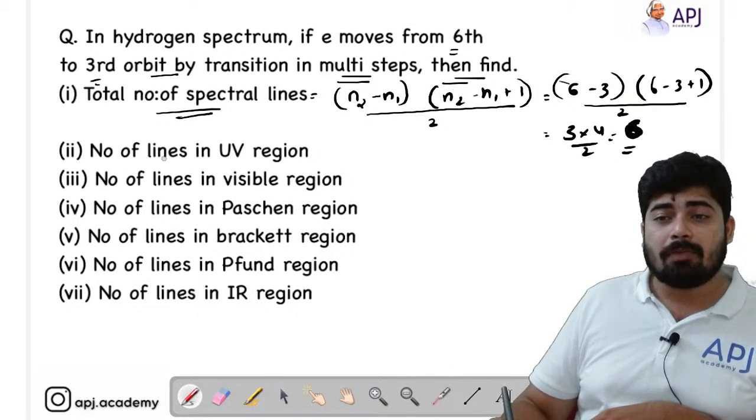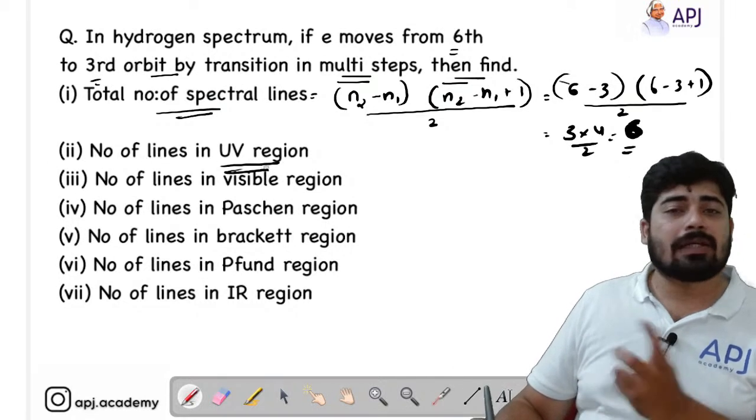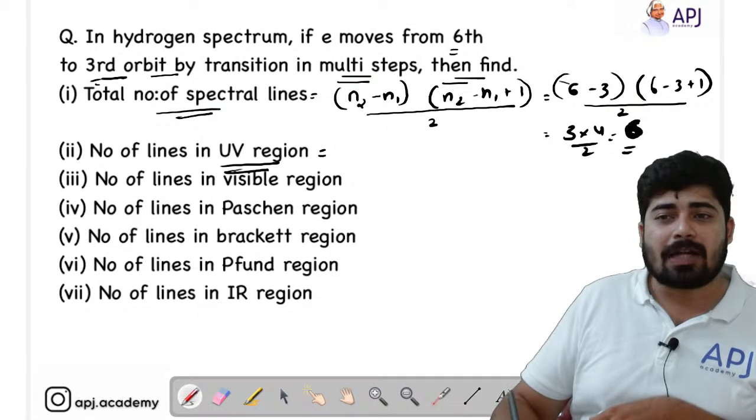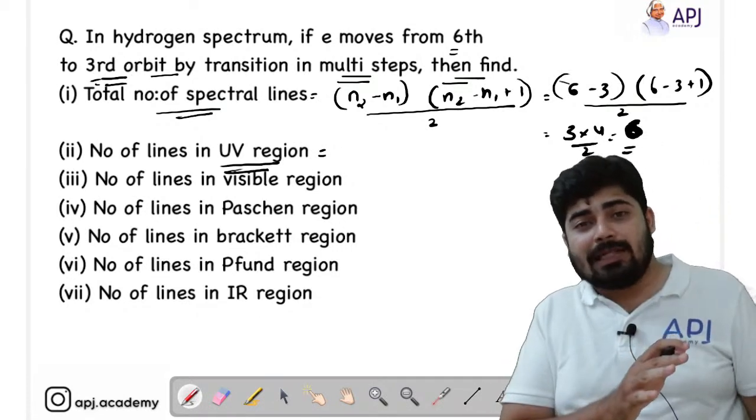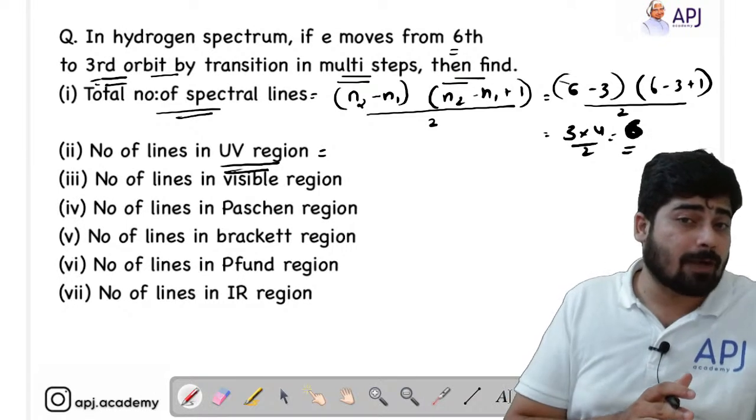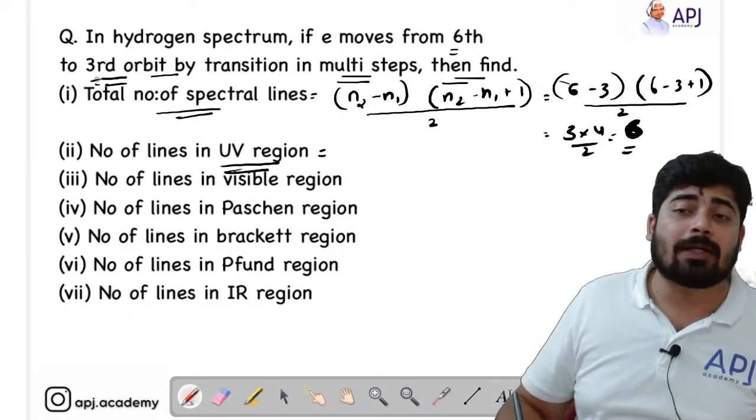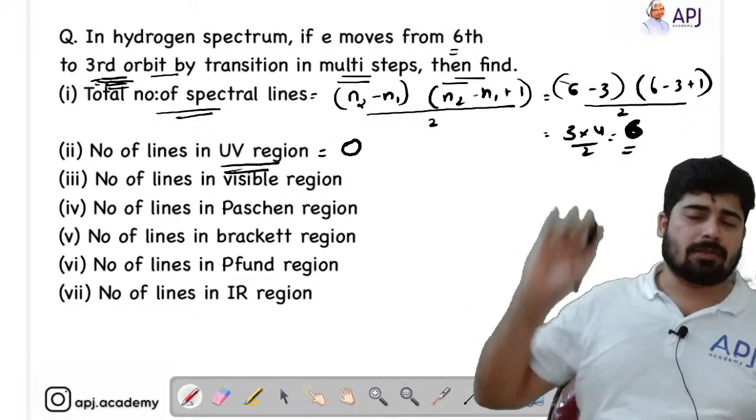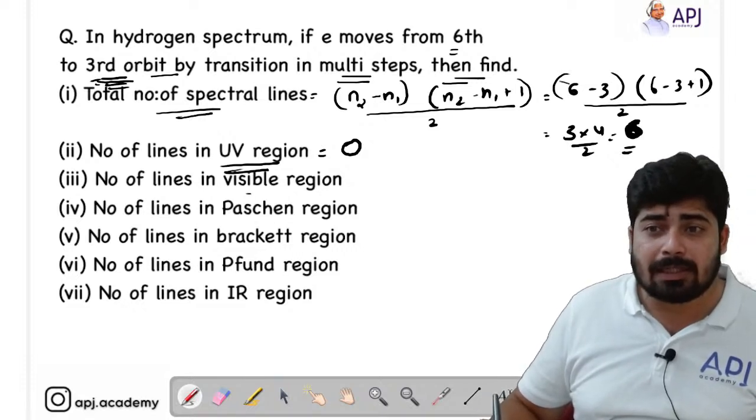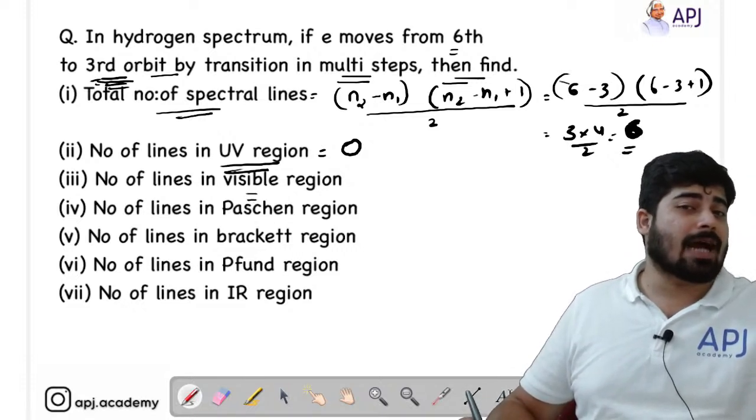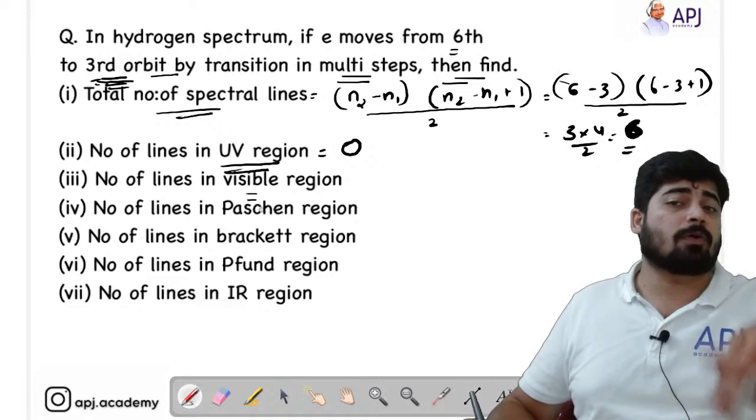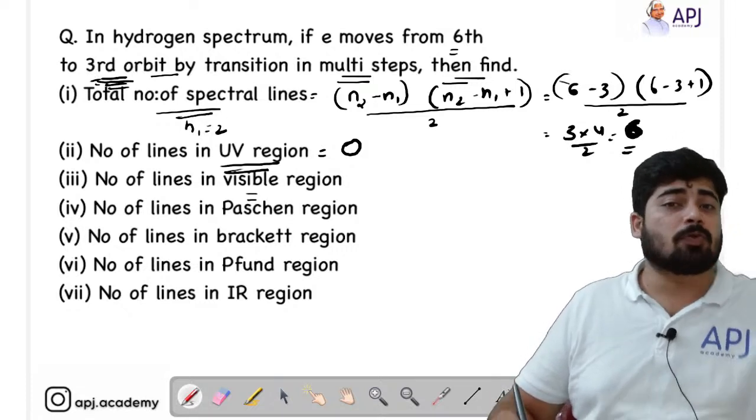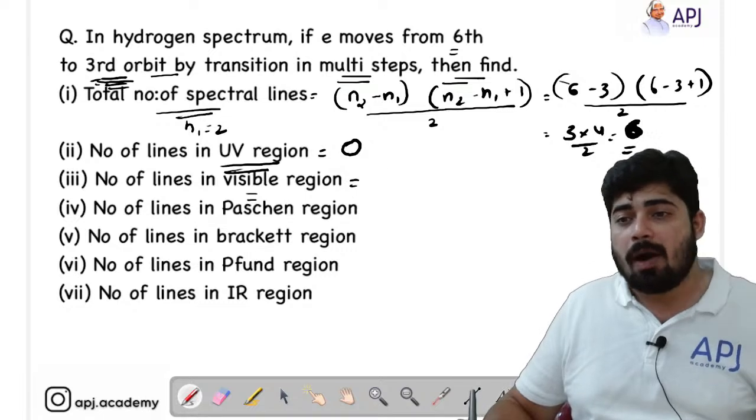Now you have to calculate the number of lines in the UV region. UV region means the Lyman series. Do you have any Lyman series for this transition? In order to have a Lyman series, we should get a transition to the first shell. But the electron is jumping only to the 3rd shell. So there will not be any Lyman series. So 0 lines. Now the number of lines in the visible region, which is the Balmer series. For the Balmer series, n1 should be equal to 2. But the electron is only jumping to 3. That means there is also no Balmer series.